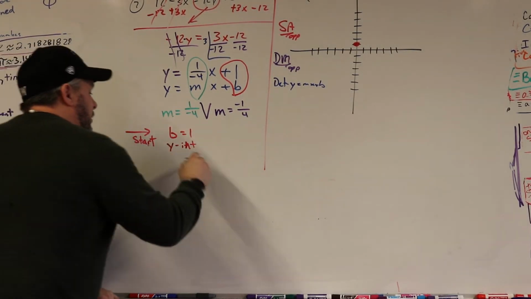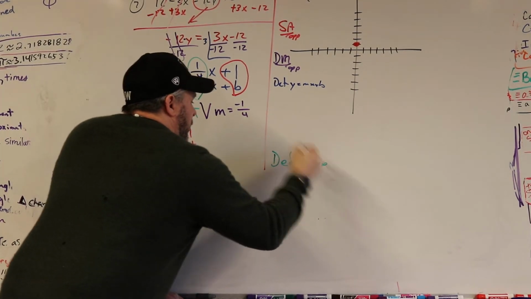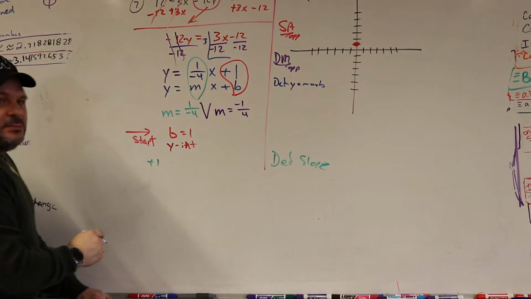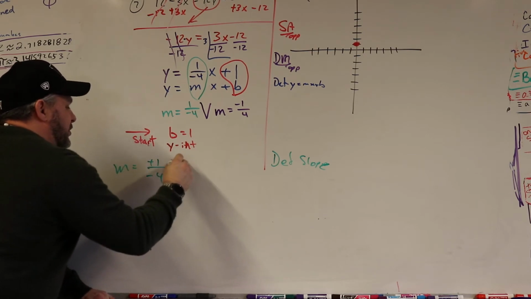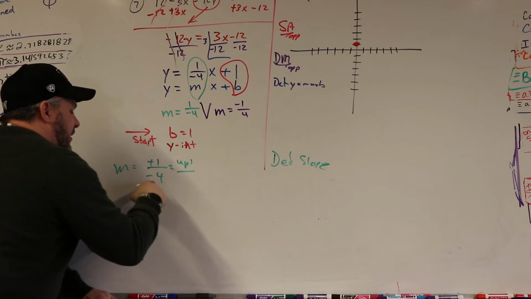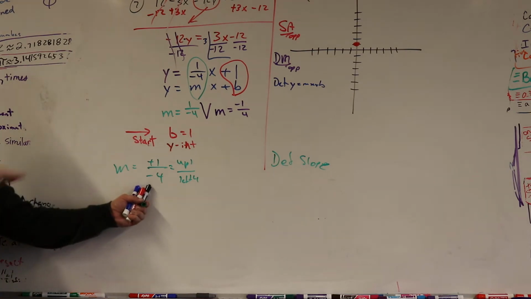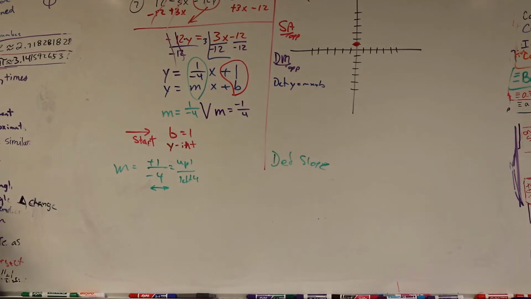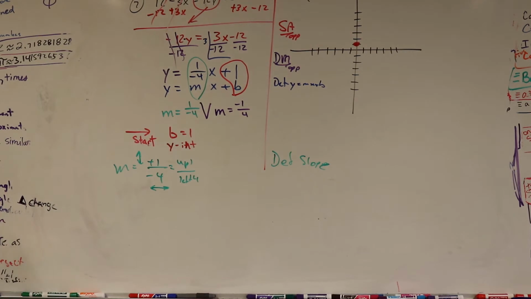Now, from the definition of slope, we know that a positive 1 over a negative 4 is equal to up 1 and left 4, okay? Because remember, this is right or left. If it's negative, we're going to go left. This is up or down. If it's positive, we're going up. That's all.